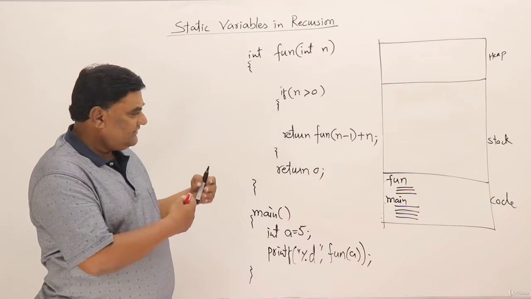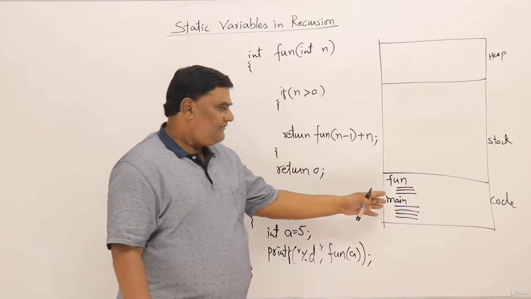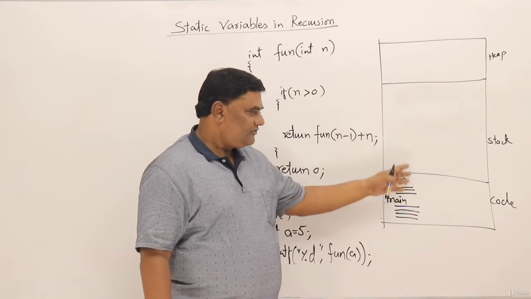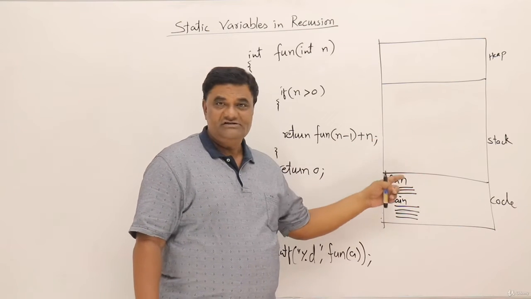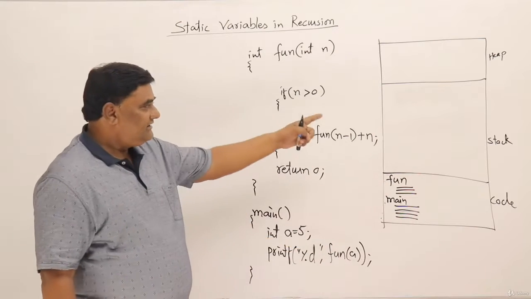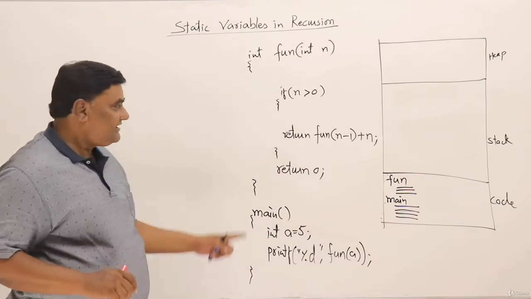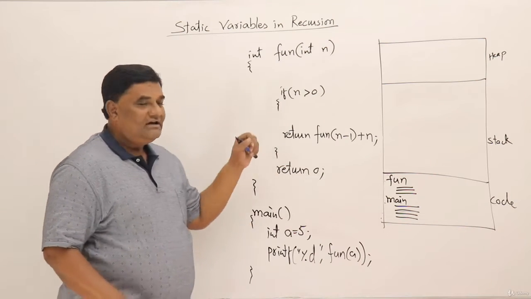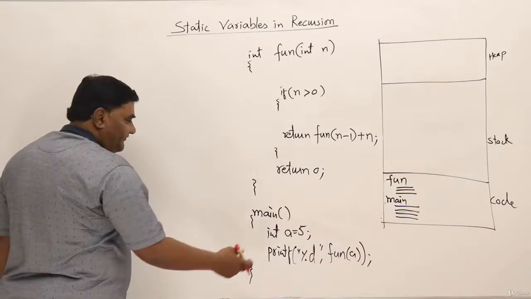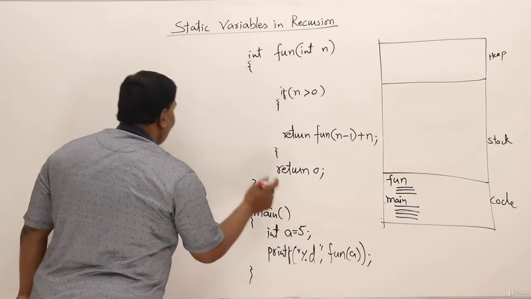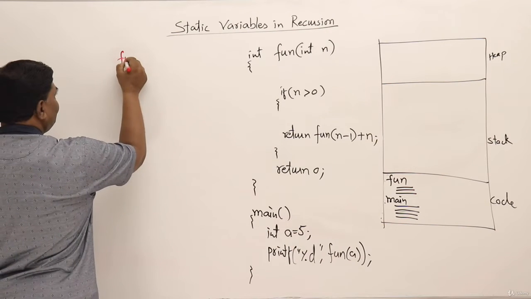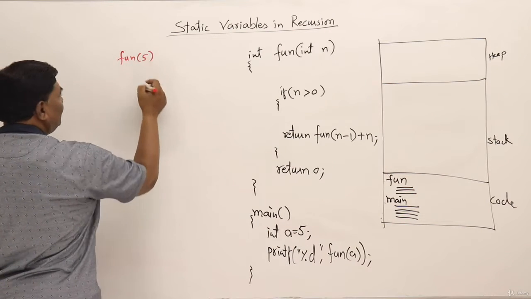Now to show how they will work inside the memory, I have already taken a diagram for the memory where I am showing the code section, where both the functions are there. Then I'll explain how the stack is used. First of all, I will trace this function for value 5 and show you the tracing tree. First, the function is called for the value 5. So this is fun of 5.